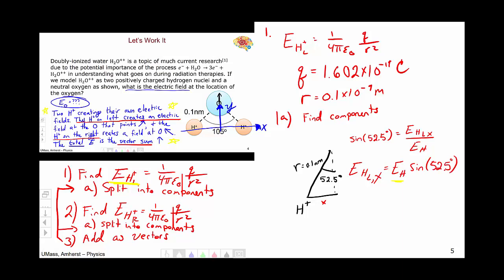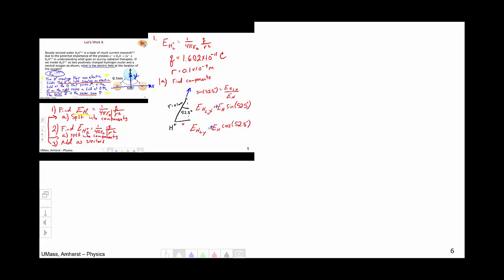Where EH is still whatever this number is, and Y is going to be the cosine. Now my actual field points like that, so both of these components should be positive. Now I have done step 1A. Now let's repeat. Step two, repeat it for the hydrogen atom on the right.